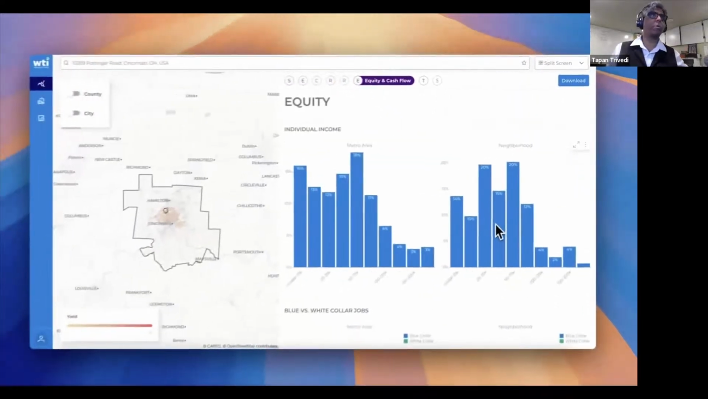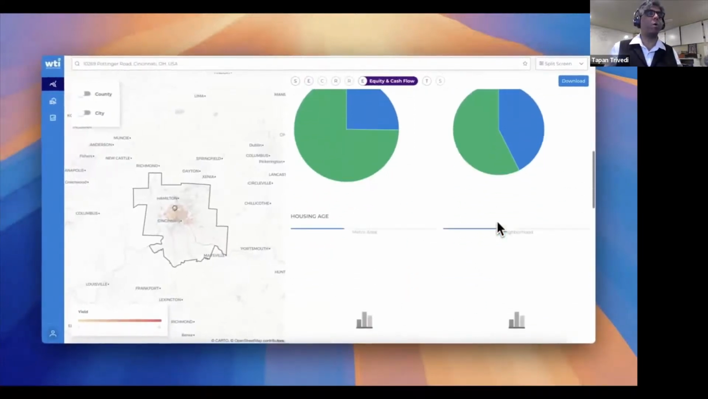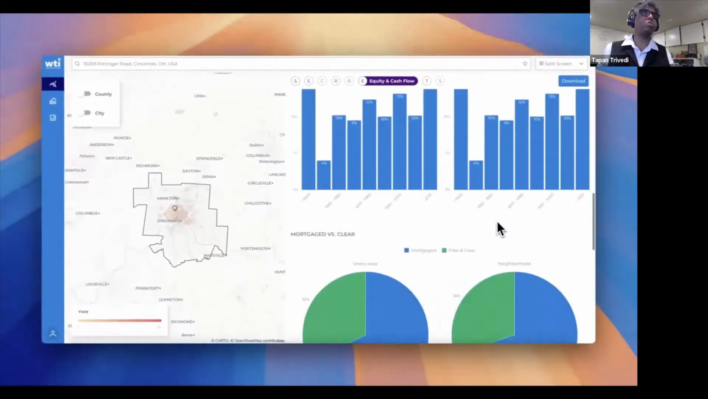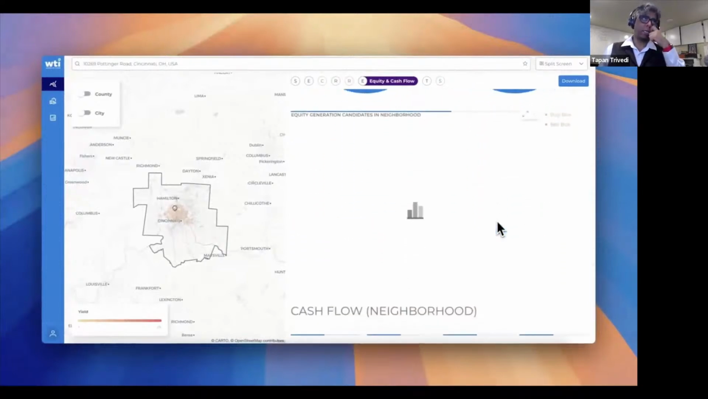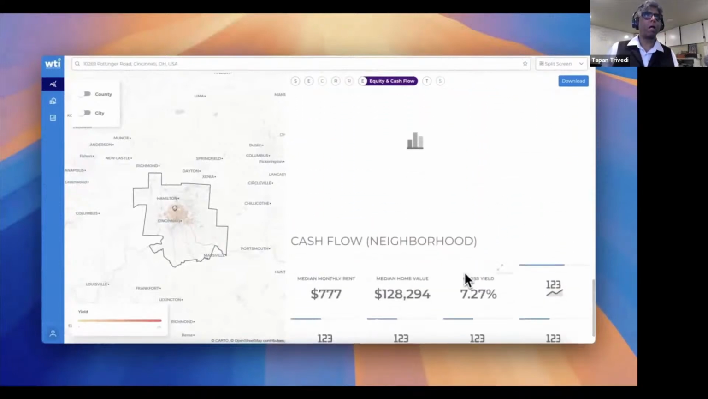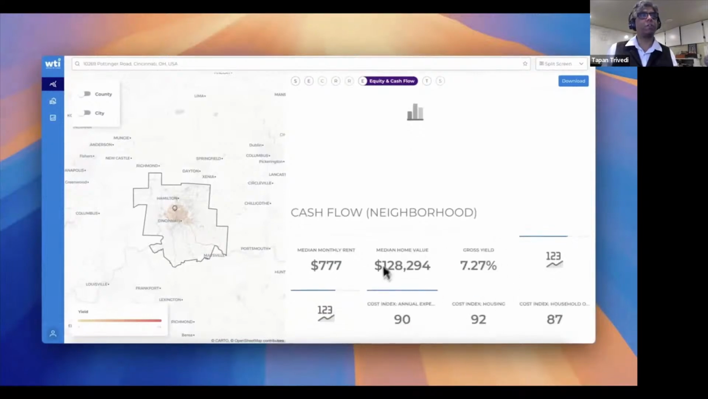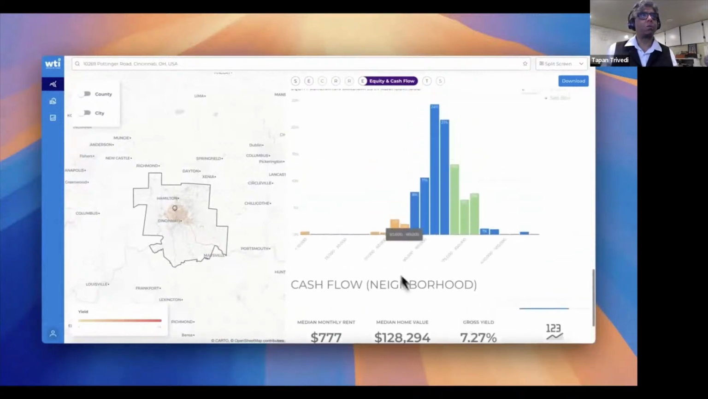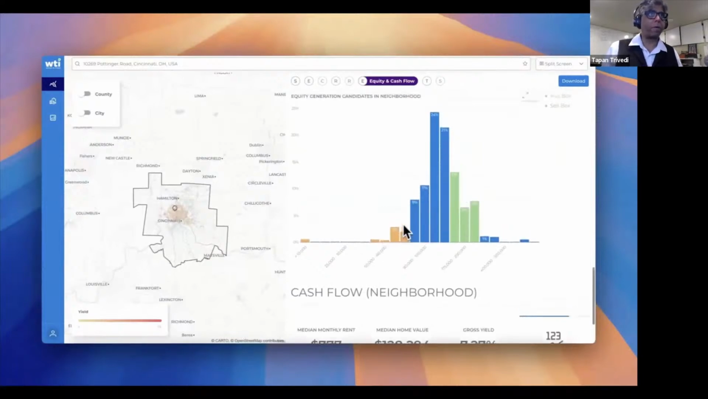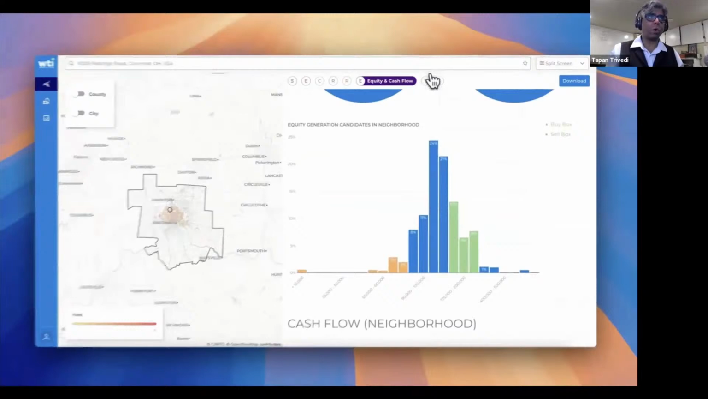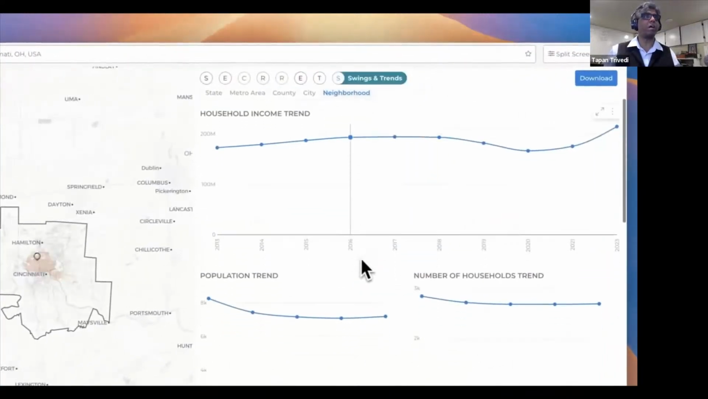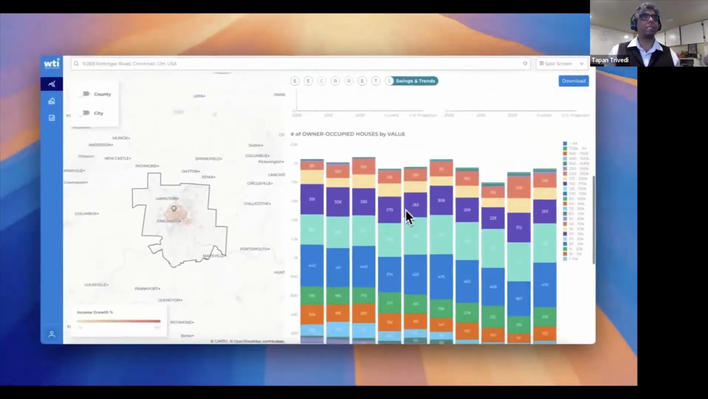And this is something that we're quite proud of: equity and cash flow. So what you can do with this in this neighborhood, first of all, the cash flow. I guess we're going to do equity. Equity, this is the buy box. So you can buy this percentage, all the orange percentage, at price, and still create equity.